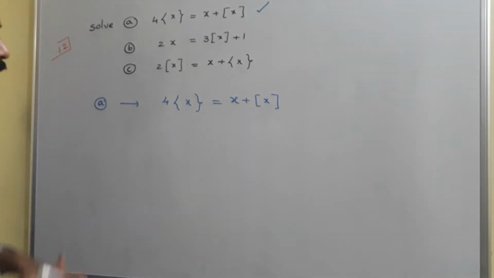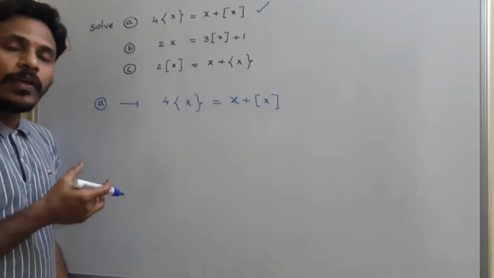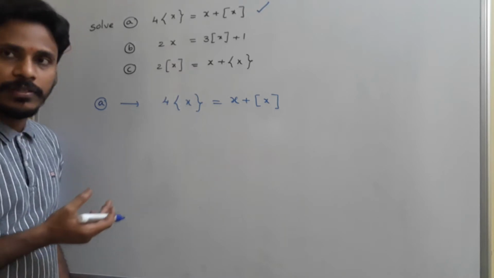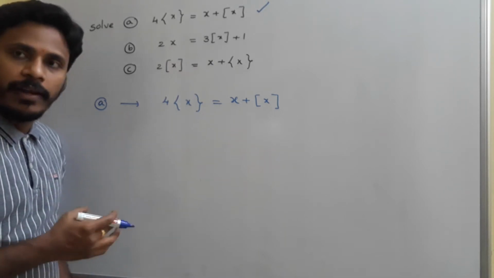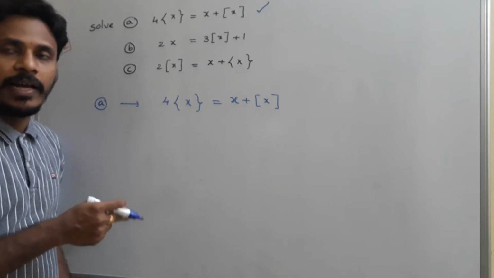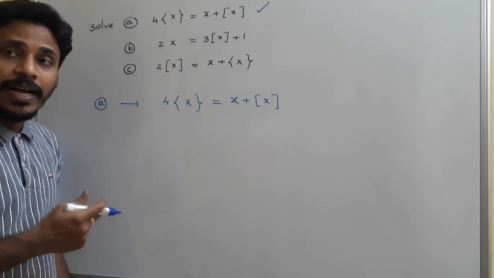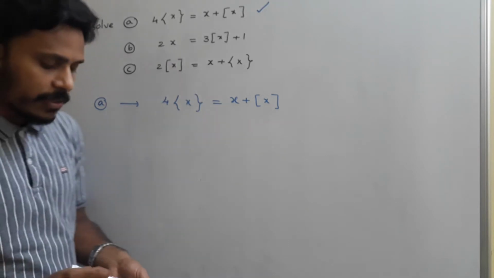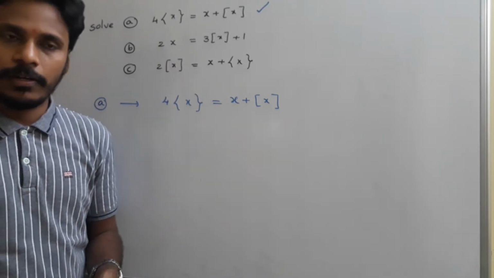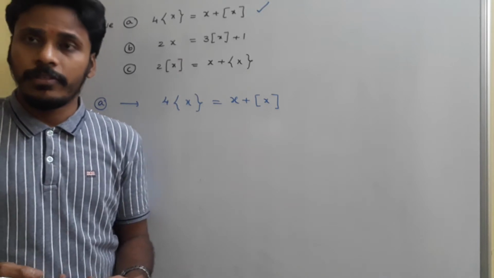We need to solve it. Solving in the sense we need to find the values of x, that's it. So finding the value of x is nothing but finding its integral part as well as the fractional part. As we discussed, every real number x has some integral part and some fractional part. Sometimes the fractional part may be 0, right?